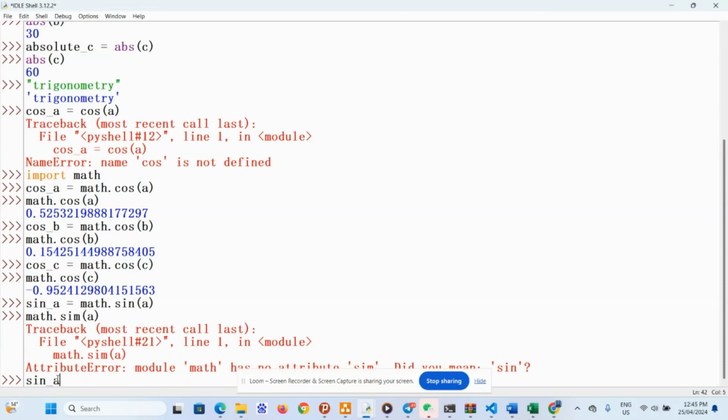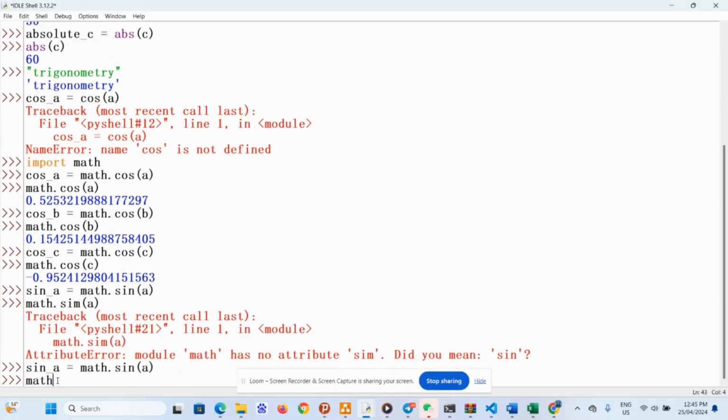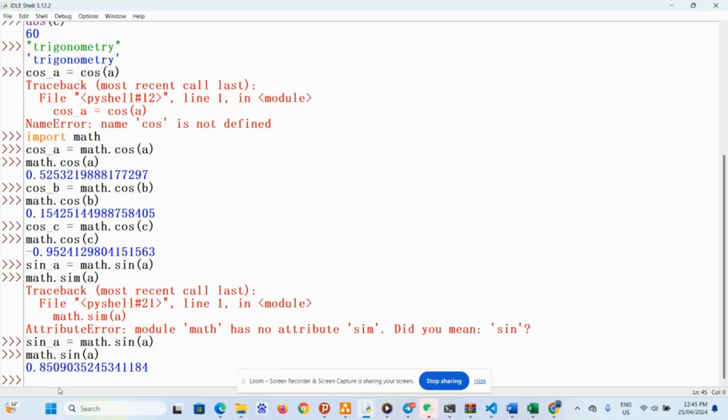We have sine of A is equal to math dot sine of A, math dot sine A. At this point, they are giving us an error: the attribute modulus math has no attribute.